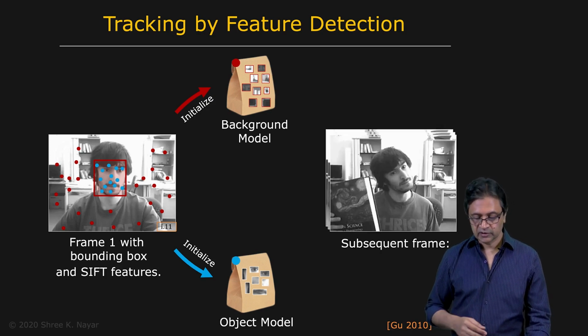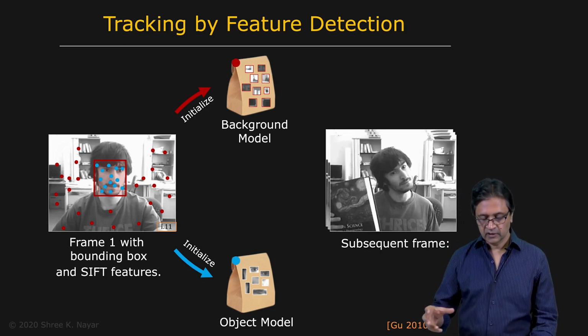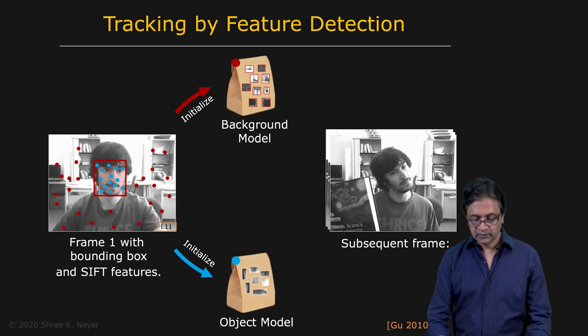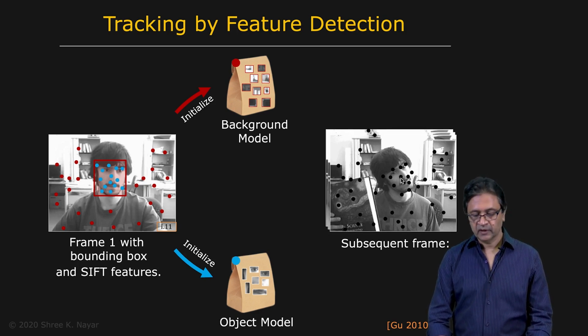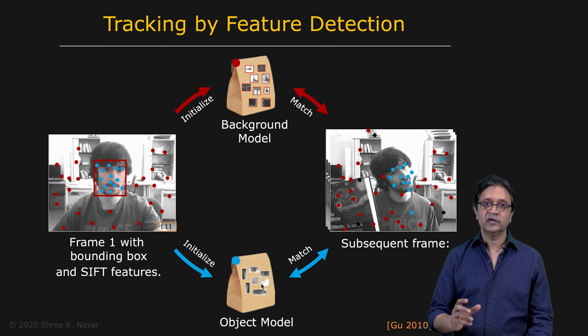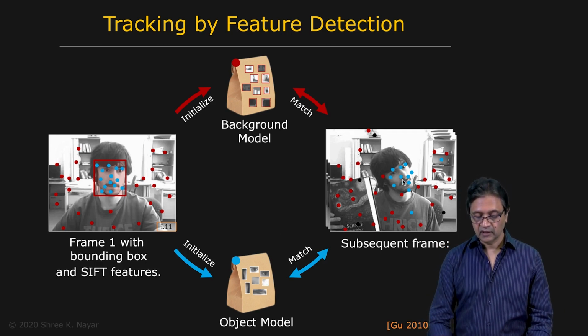So here is your new image that shows up, and we want to find this person or this region in the new image. And so what we do first is to apply feature detection to this image. And here are all the SIFT features that we have found. And for each one of these SIFT features, we are going to find the closest match in the object model and in the background model. And if a feature matches a feature in the object model very well, we declare that to be an object feature. And that's colored in blue right here.